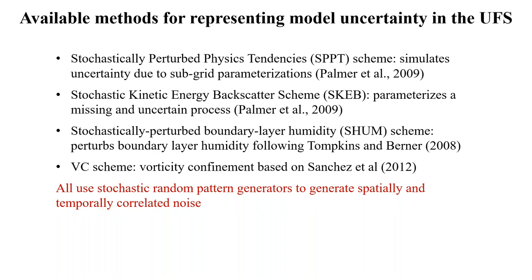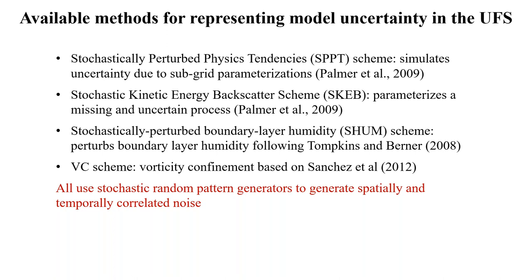Before the UFS took form, the PSL team led by Jeff Whitaker had implemented four stochastic physics schemes in the then spectral global model, GSM, now migrated to the UFS system. The four schemes are listed here. One is called stochastically perturbed physics tendency, based on what was developed at the EMC and ECMWF. The second is the stochastic kinetic energy backscatter scheme, known as SKEBS, which follows the approach developed at the ECMWF.